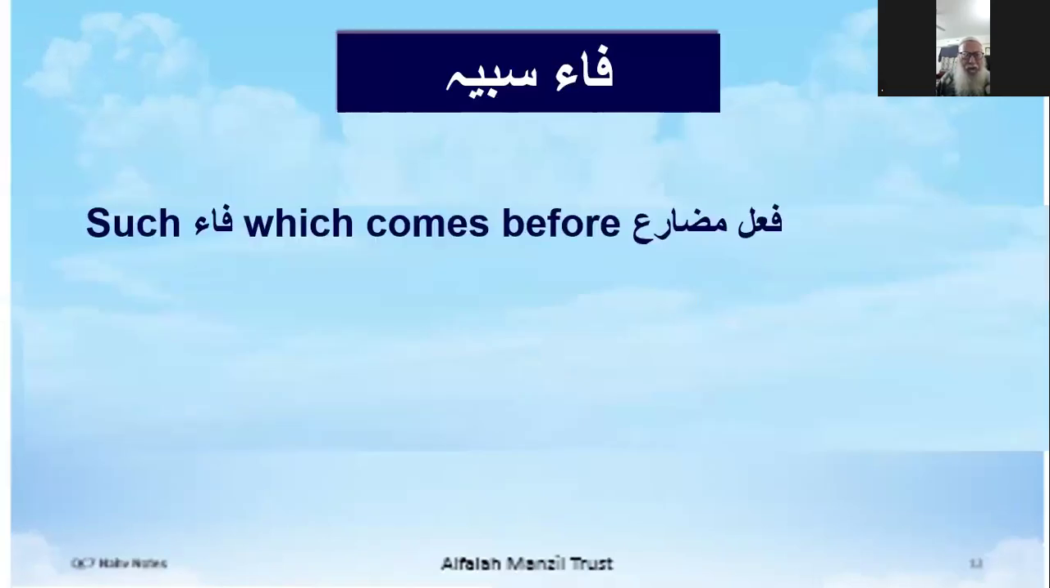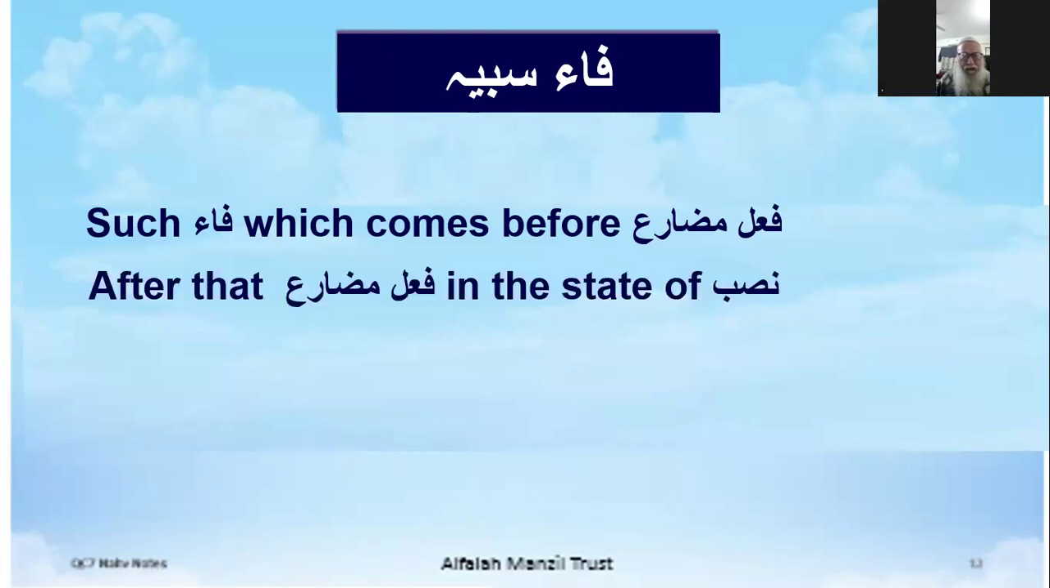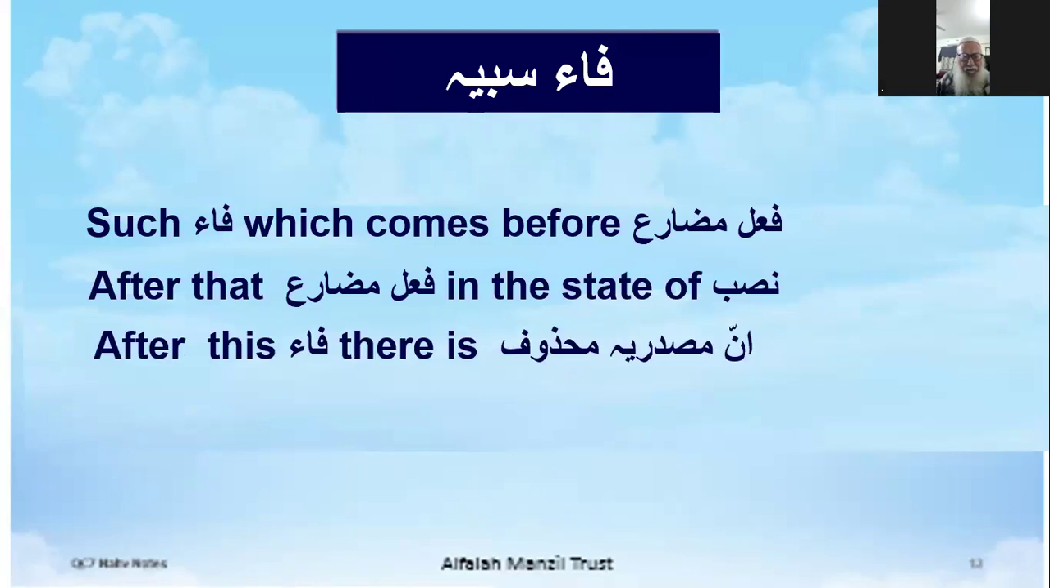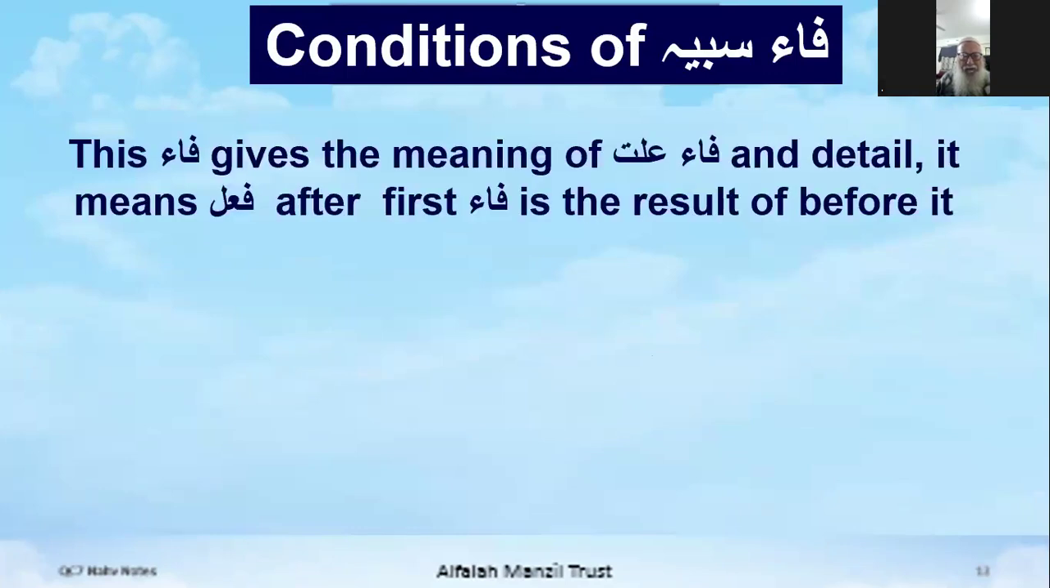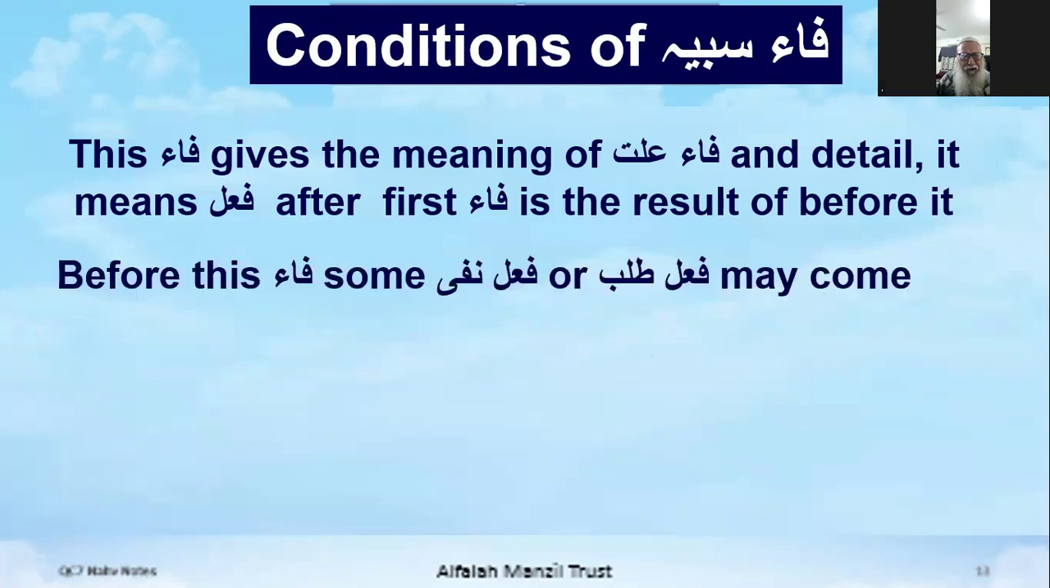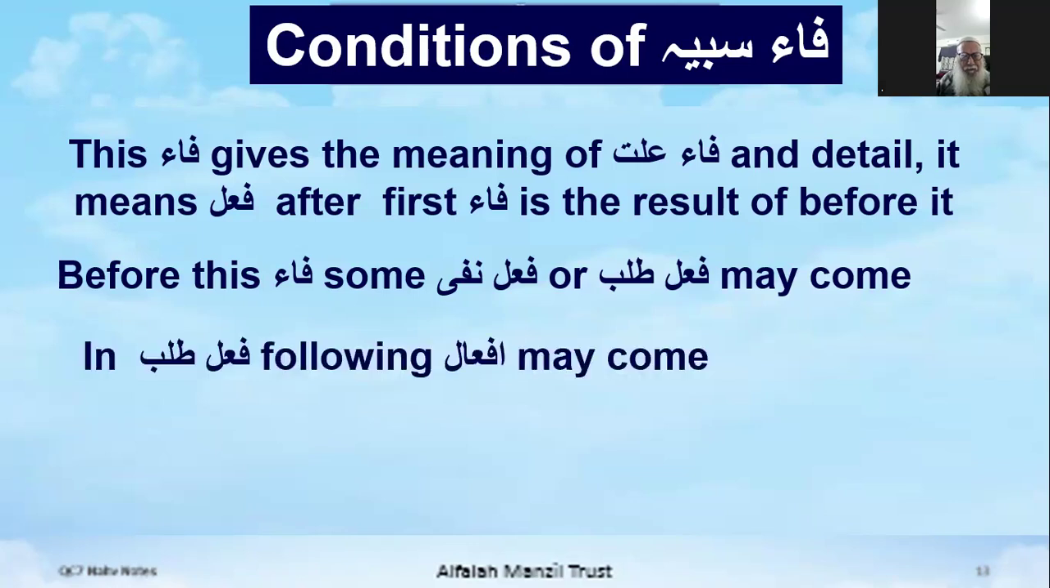Now, fa sababiya, such fa which comes before the Fi'l Mudari, puts the Fi'l Mudari after it in the state of Nasb. After this fa, there is an mahzufa, that is actually an masdariya mahzufa. Now, the conditions of fa. This fa gives the meaning of illat and the tail. It means what comes after the fa is the result of what is before it. Before this fa, some fi'l nafi or fi'l talab may come.